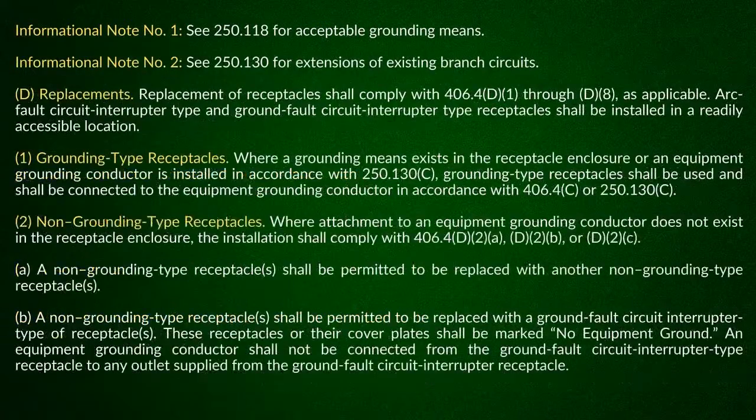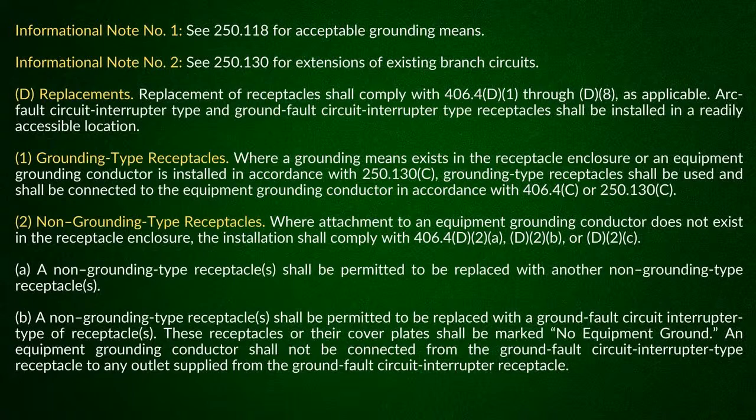But where you really want to get into is the replacements, like you were talking about. And this is where you've got non-grounded type. If you go down and look at D2, that's where it talks about taking a non-grounded type receptacle and just replacing it with a non-grounded type. But if you look at 2B, that's where it gets to be non-grounded type, and it tells you it can be replaced with a GFCI type receptacle here. And like you said, it then has to be marked on the cover plates, no equipment ground.